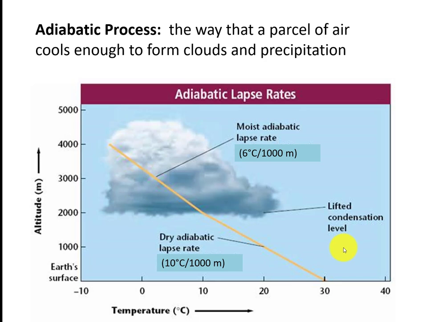Notice here on the y-axis that we have altitude, and this is meters above Earth's surface. These are units of 1,000. On the x-axis, we have differences in temperature. And again, the difference between these two rates is that one is a dry rate and one is a moist rate. Where the environmental conditions change from dry rate to moist rate is called the LCL, or the lifting condensation level.